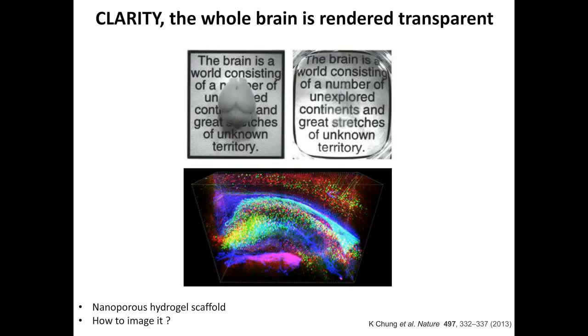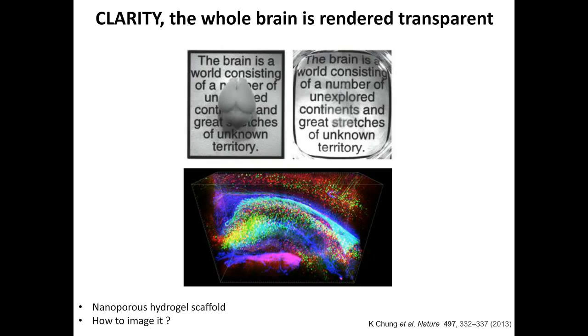It all started in 2013 in a paper from Karl Deisseroth's lab at Stanford, when they were able to take a mouse brain, as you can see here, which is opaque, and make it transparent, as you can see here to the right. The way they did that, they used a hydrogel scaffold, extracted the lipid out, and made it optically transparent. Now the problem is, how do you image an entire brain in such a large volume in a fast way? If you're going to use a confocal, it's going to take something like weeks to image the entire brain.